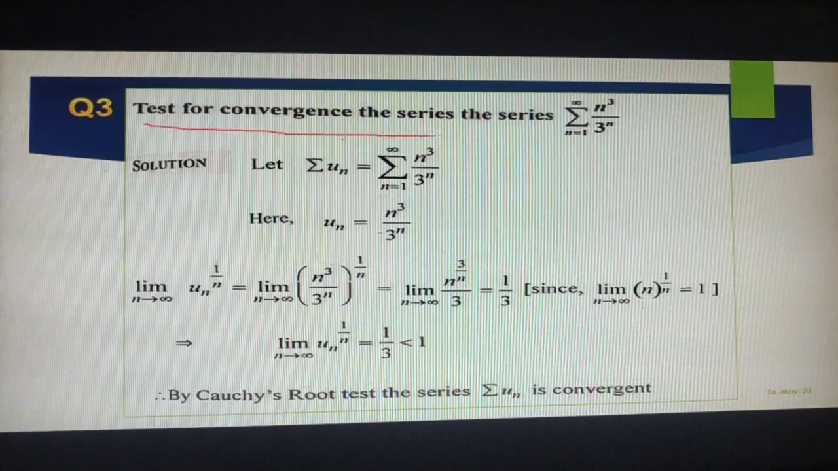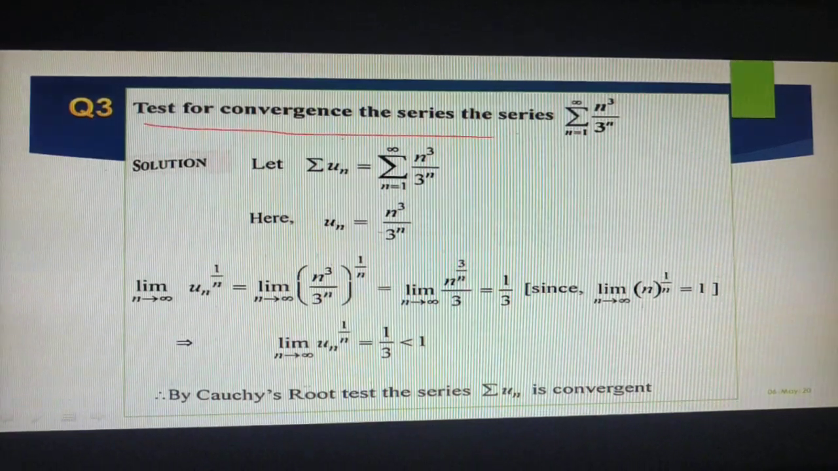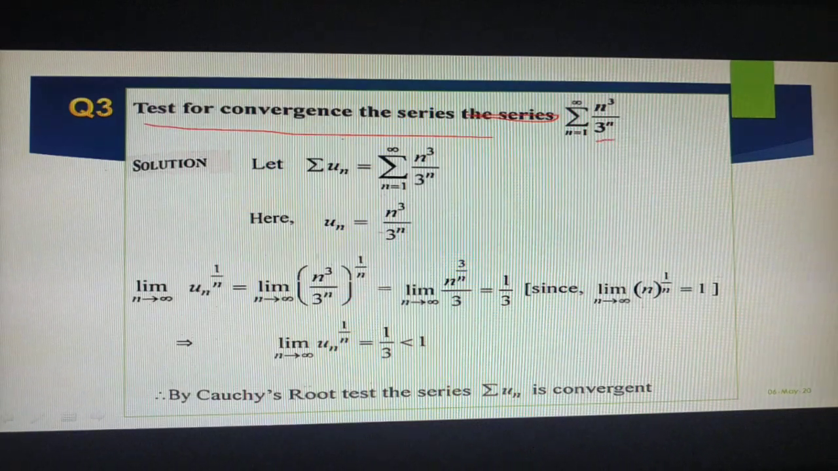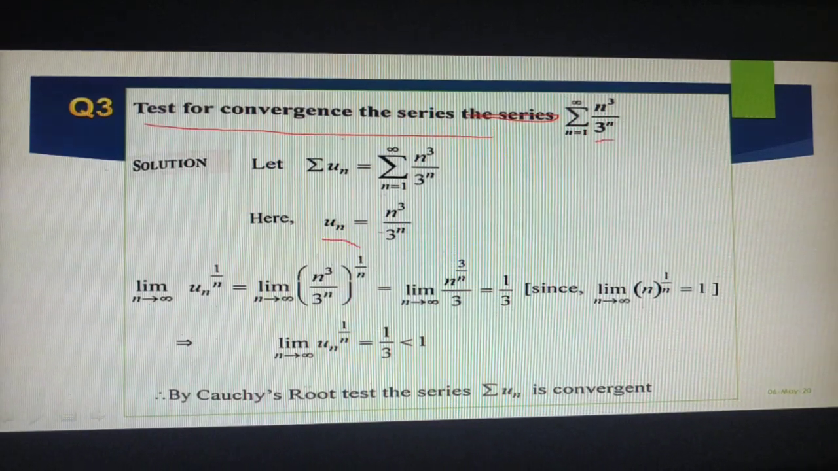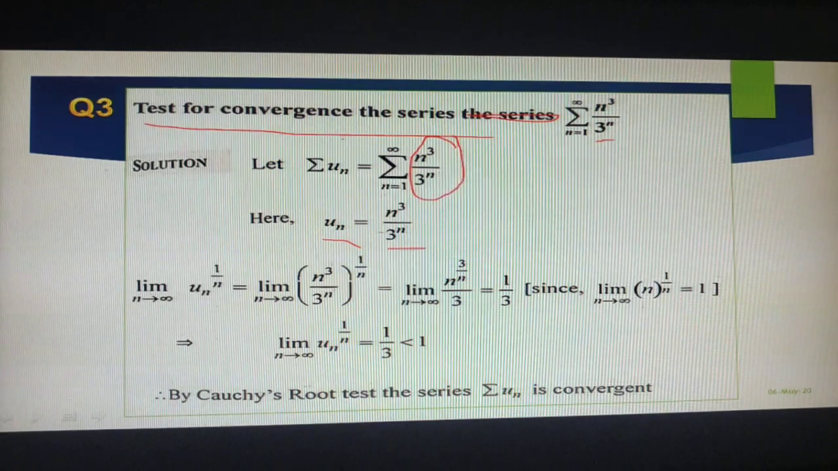So this is one more problem. We have to test for convergence of this particular series. I have written it twice, which is not required, one time is enough. So the series is the sum from n equal to 1 to infinity of n cube by 3 power n, right? So what is your nth term here? What is your un? Whatever is there beside your sigma, that is your un, n cube by 3 power n, the nth term.